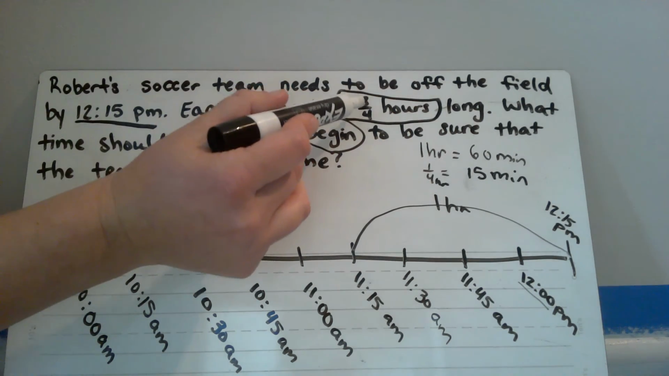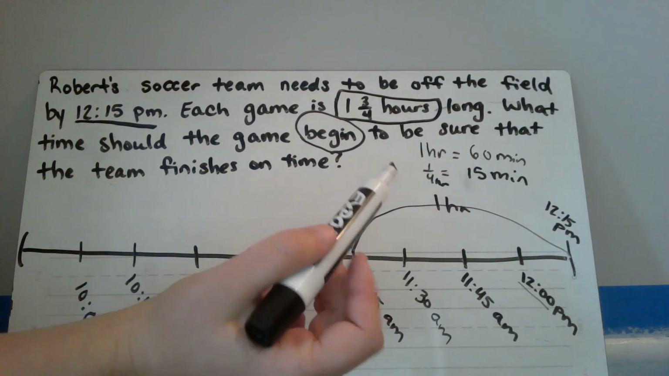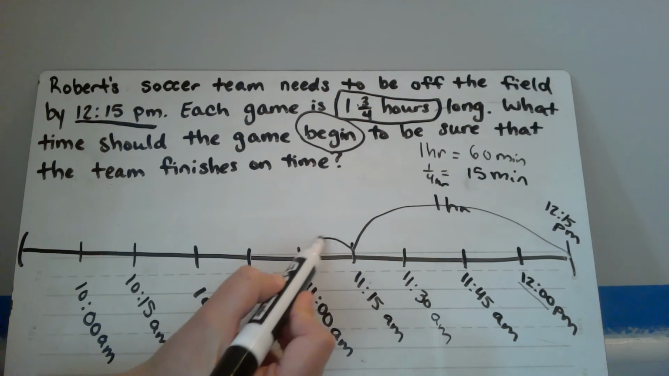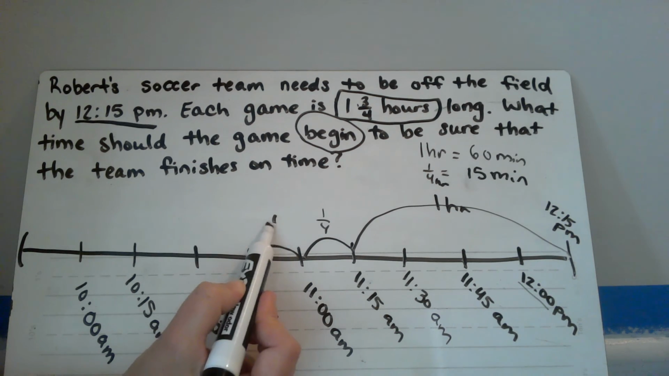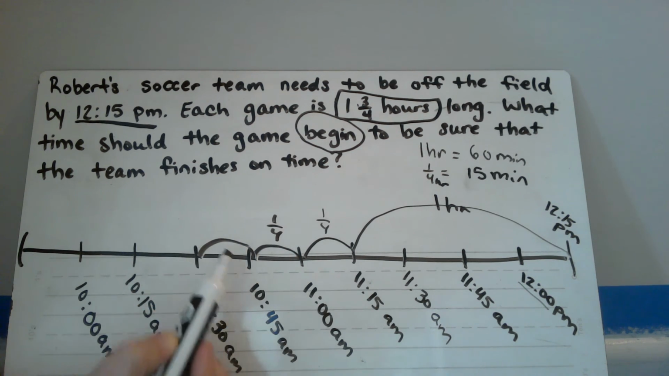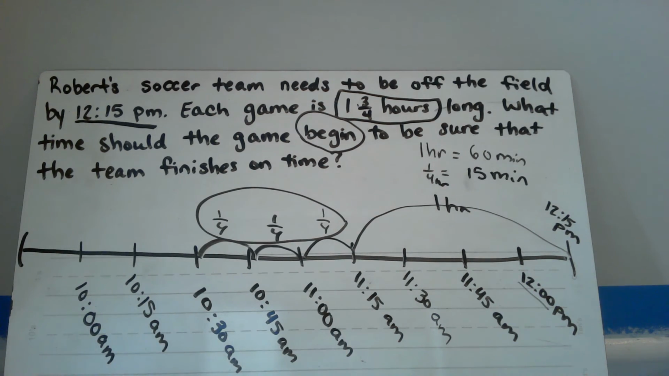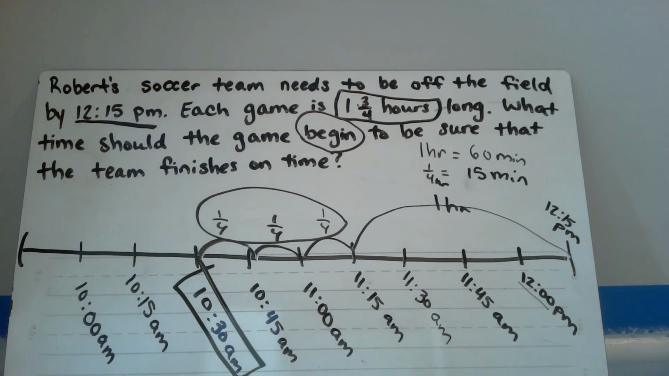Now I also need to jump 3/4 of an hour. Remember that 1/4 is 15 minutes. So that means I need to make 3 jumps of 15 minutes. So that's 1/4, another 4th, and another 4th, which gives me a total of 3/4 of an hour. That means that my start time needs to be at 10:30 a.m. You could also solve this problem by looking at an actual clock and counting backwards.